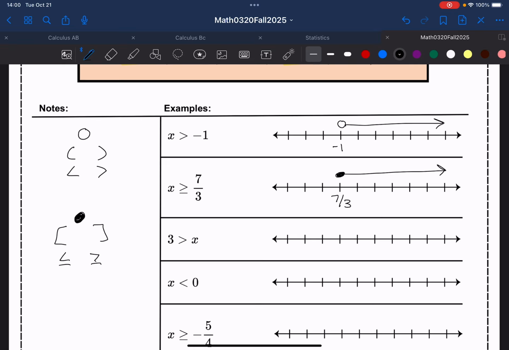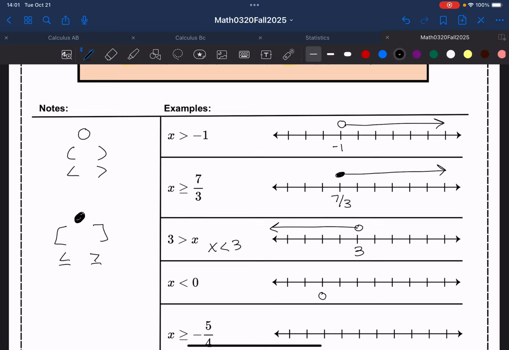This one is 3 is greater than x. Well, this is not proper notation. We would have to first write it in proper notation, and it would be x less than 3. Notice that I didn't change the inequality. I'm still having this point of the inequality point to the x. Look, it's still pointing to the x. I just wrote it in proper notation. So I'm going to put a 3, an open dot, and this says x is less than 3, so it's going to go to the left.